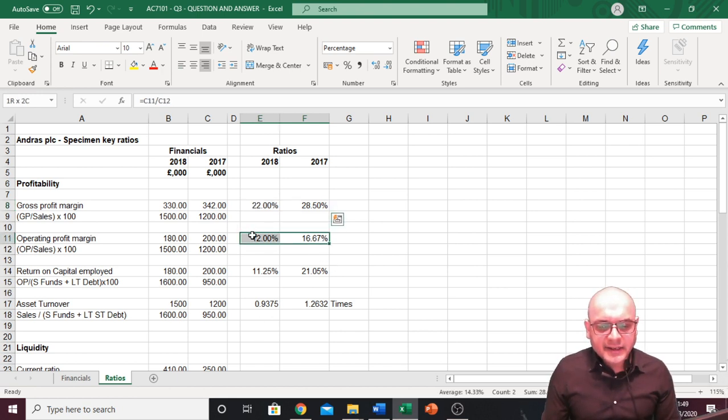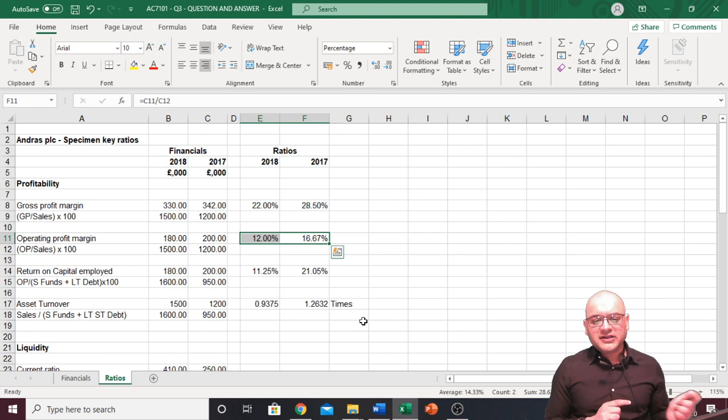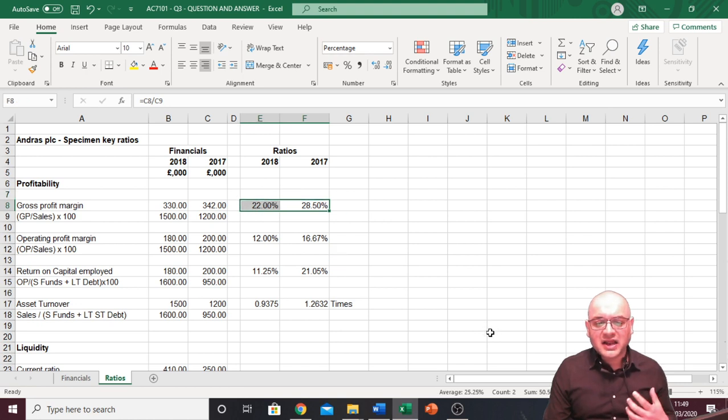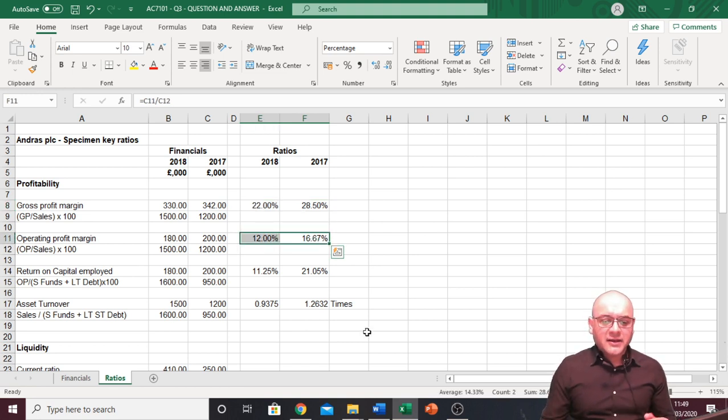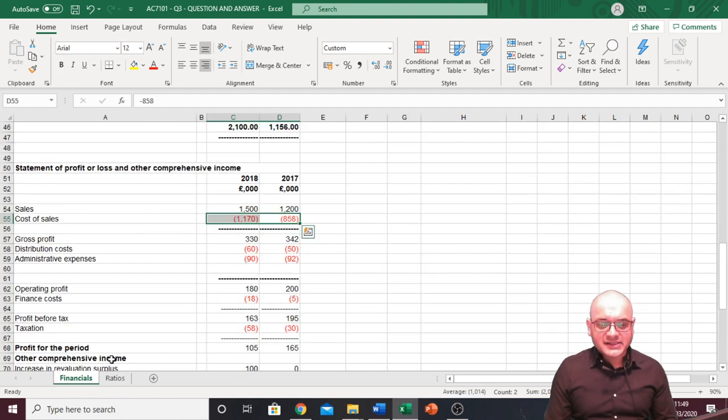So one thing, the primary profit has actually declined. That has resulted in a further reduction in operating profit margin. Operating profit margin has gone down by 4.67 percentage points. Gross profit margin has declined by 6.5 percentage points, but this has gone down by 4.67 percentage points. Now the primary reason is the decrease in gross profit margin. That has resulted in operating profit margin going down further.